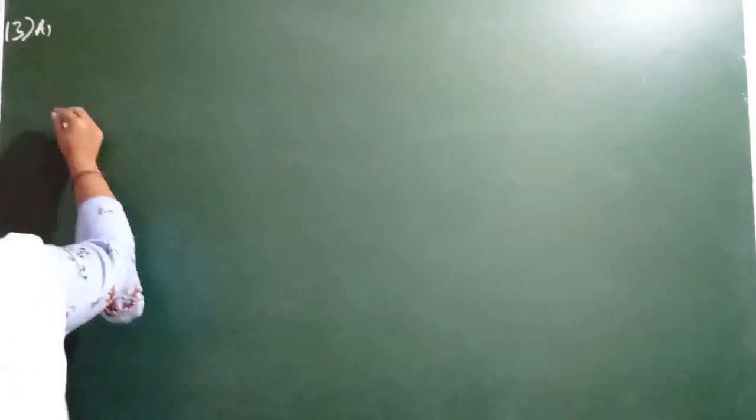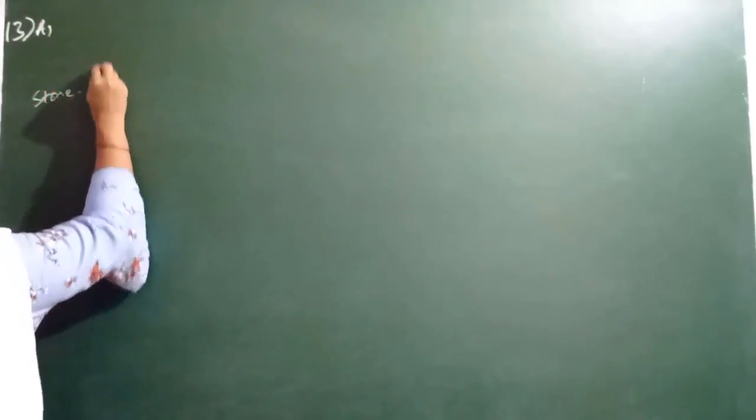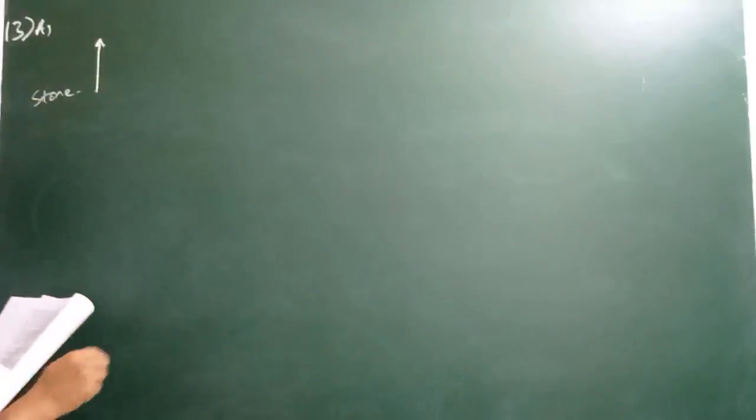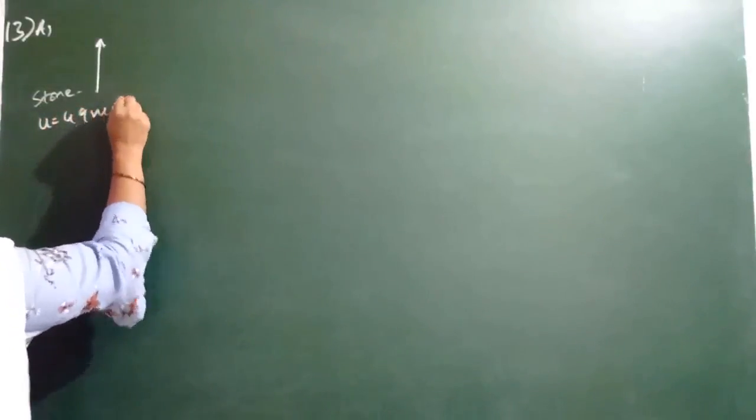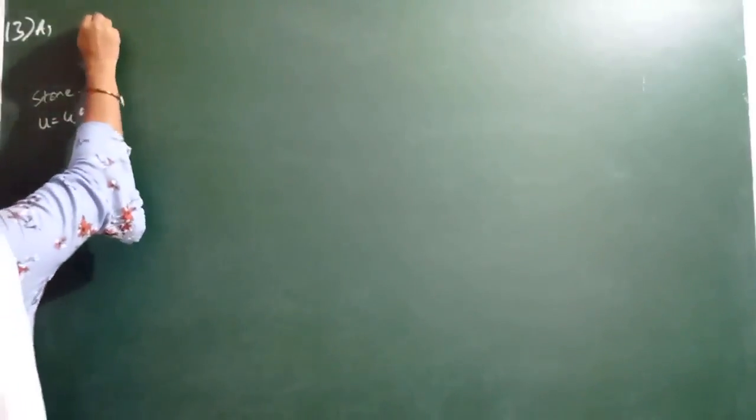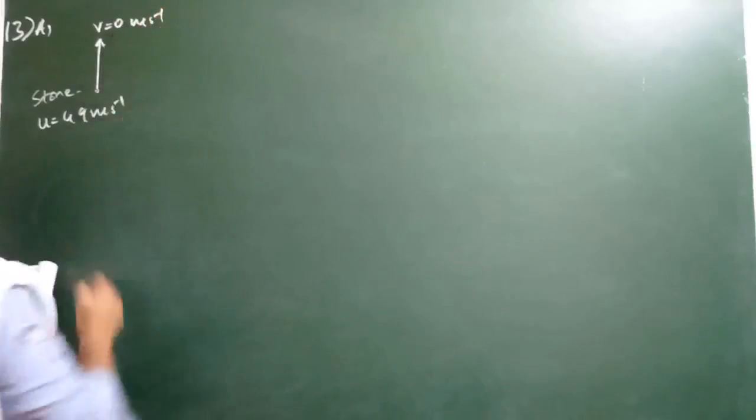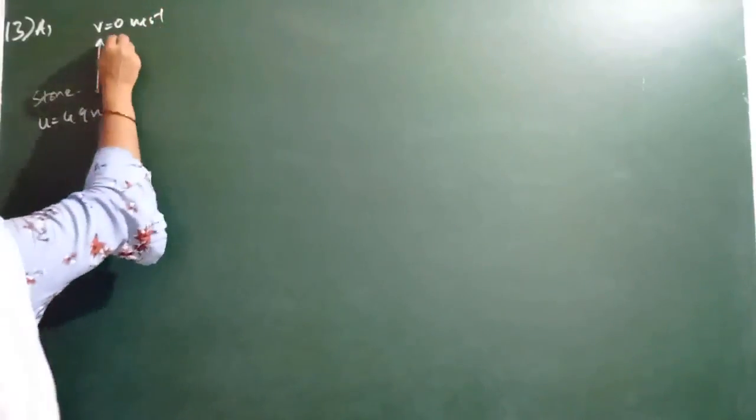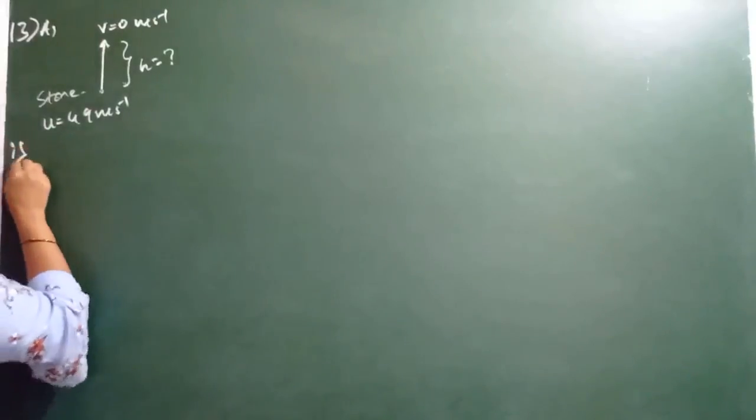For example, children, let us consider this is a stone. This stone goes up to here, with an initial velocity of 49 meters per second. After reaching this point, its final velocity will be 0 meters per second. What is this height? We have to calculate it. The first part is the height we have to calculate. What do we have to do now? Which formula do we have to use, children?